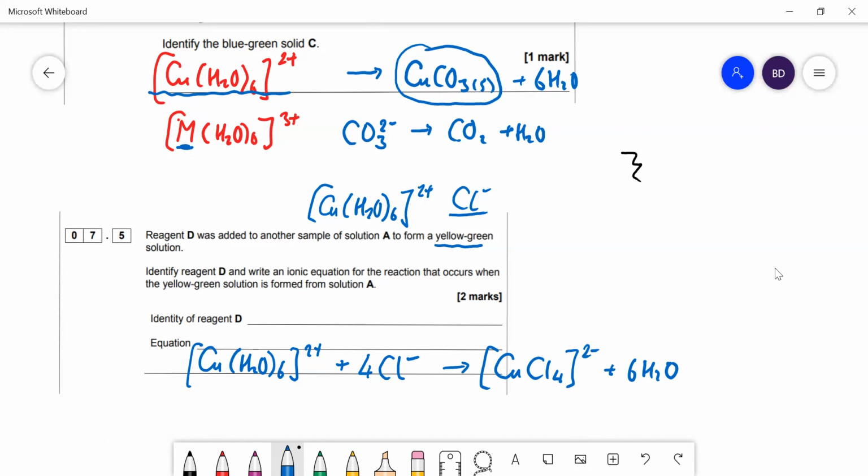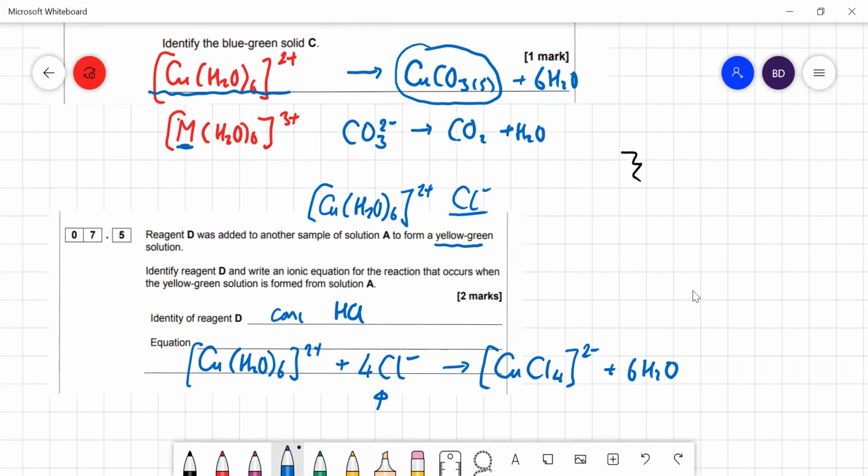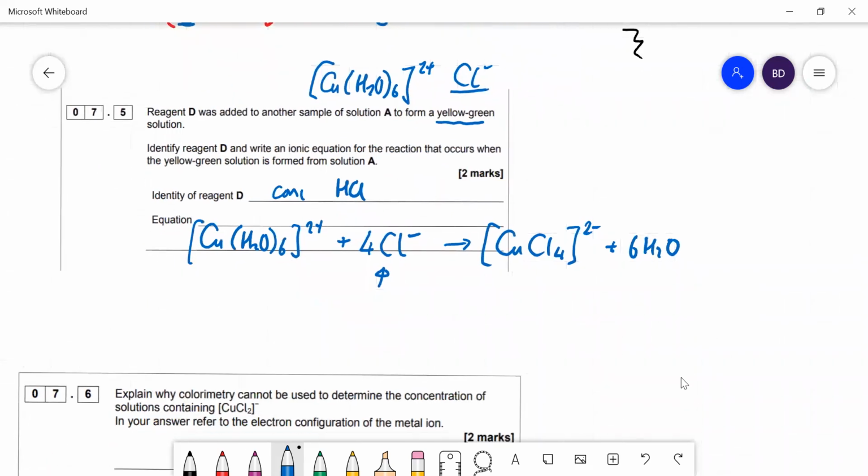And the reagent, to do this you need quite a high concentration of chloride ions, so you would use concentrated HCl. That would be how you would have to do that. Okay, let's move on.